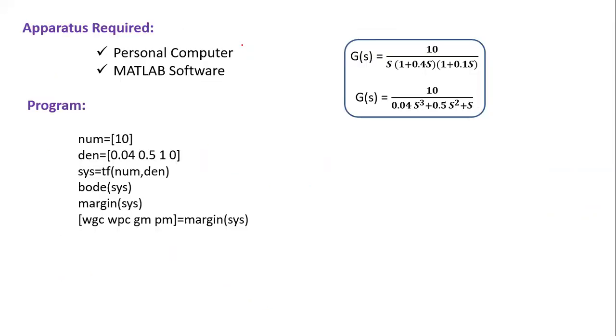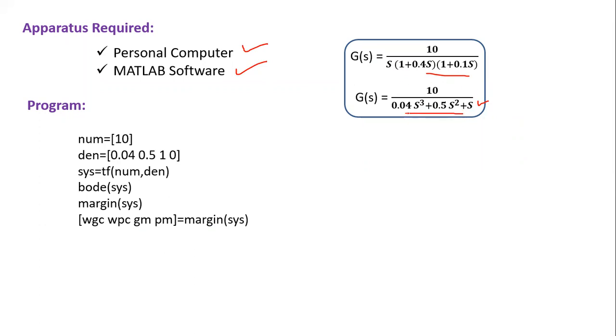Coming to the apparatus required: a personal computer and the MATLAB software. The given open loop transfer function is G of s equal to 10 by s into (1 plus 0.4 s) into (1 plus 0.1 s). If you convert this denominator into a polynomial, then it will be easy to enter in the coding part. So that is 10 by 0.04 s cube plus 0.5 s square plus s. This is the open loop transfer function.